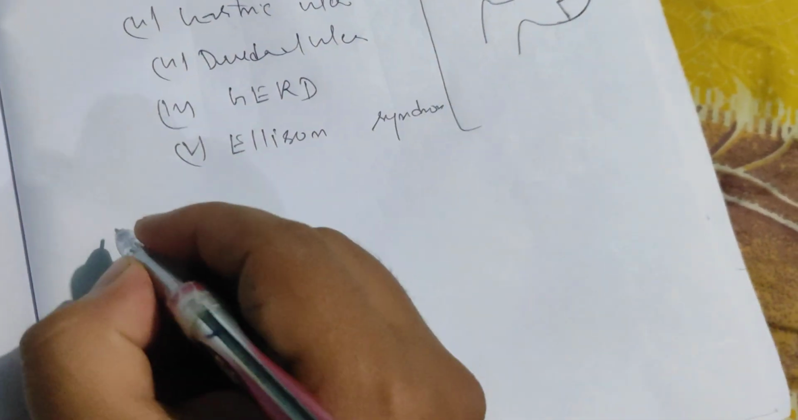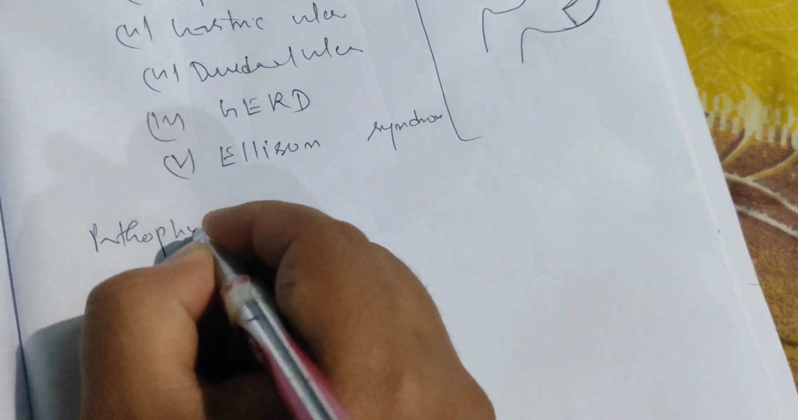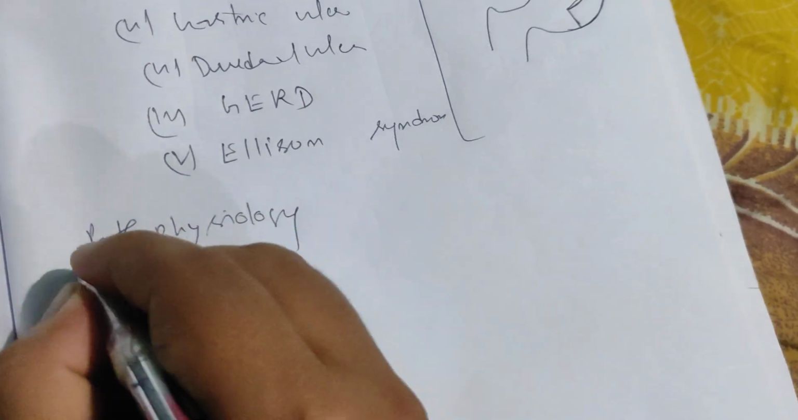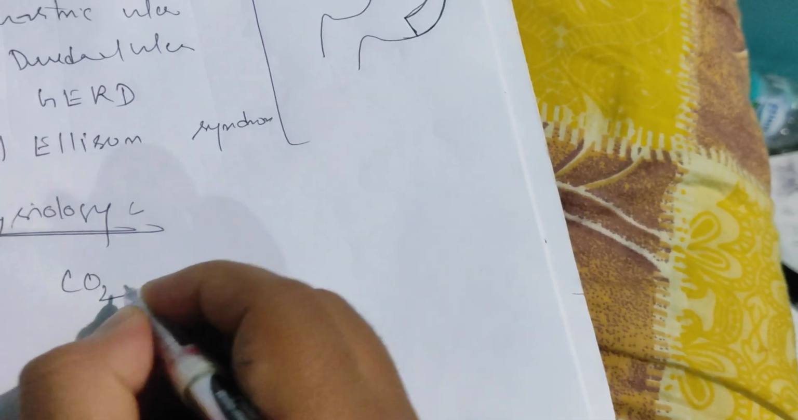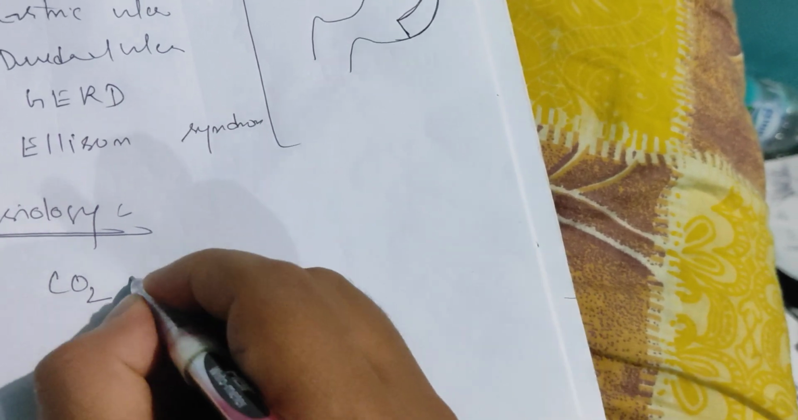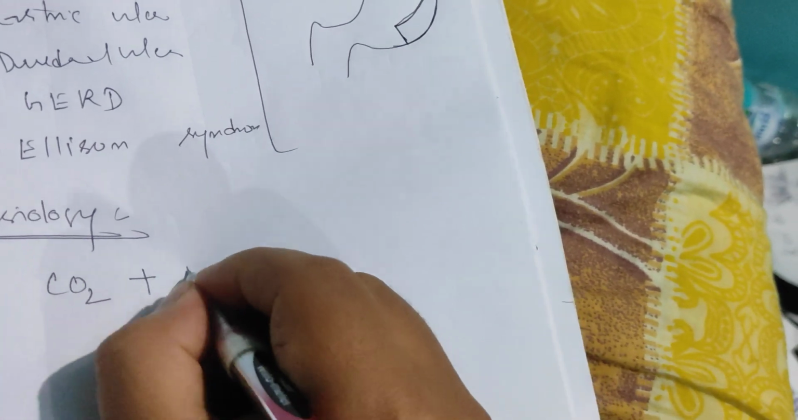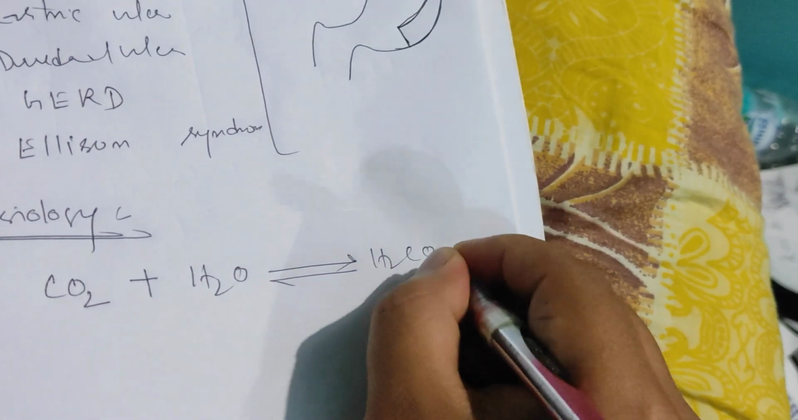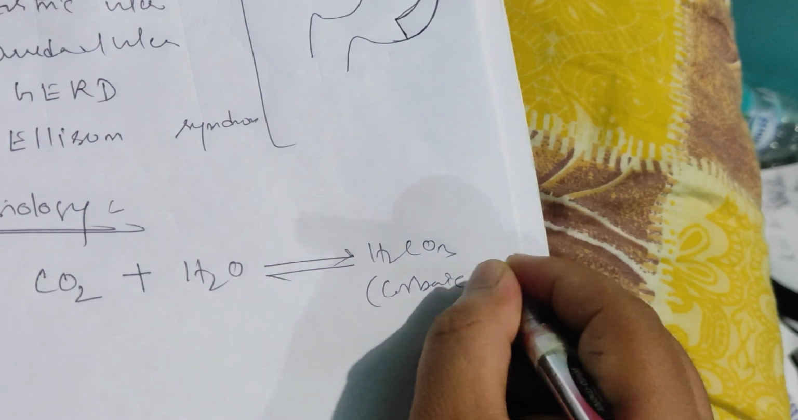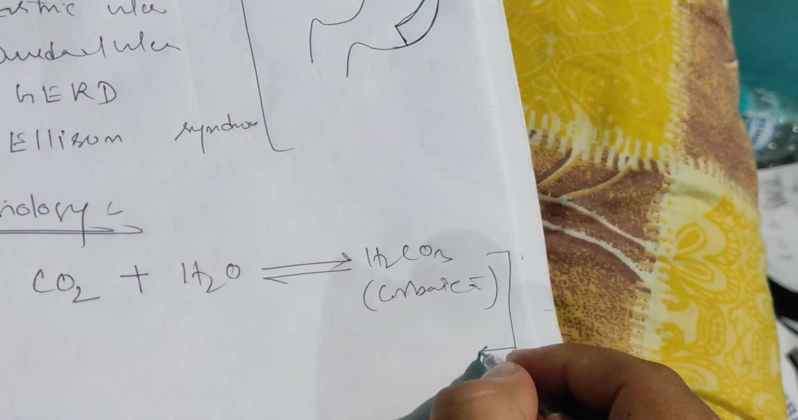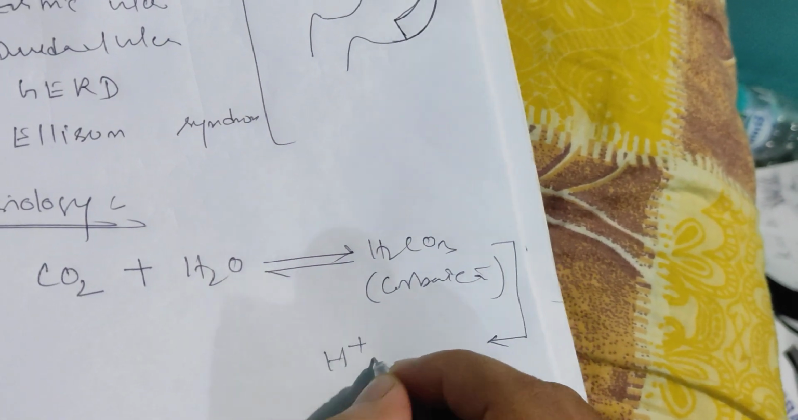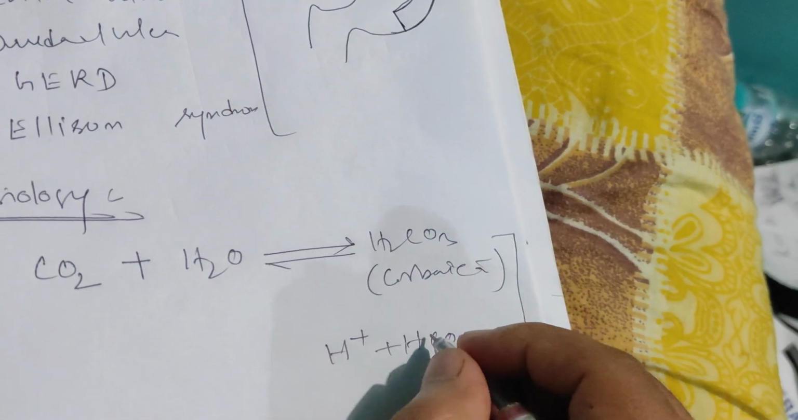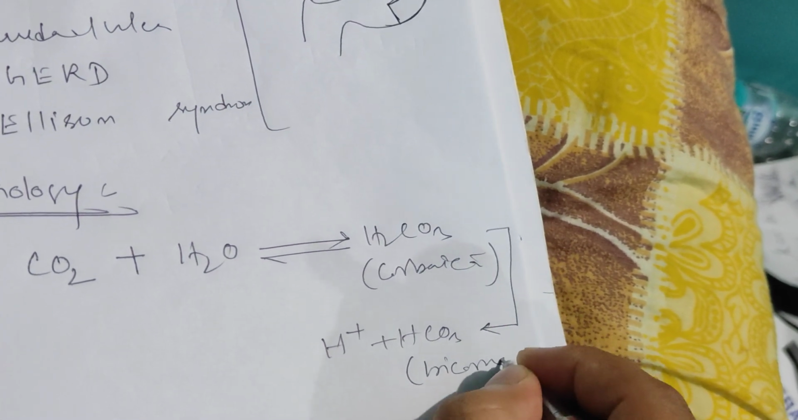Then we are discussing the pathophysiology. Carbon dioxide is formed in our bloodstream, which binds with water and forms H2CO3, that means carbonic acid, which again gets divided into H plus and HCO3, hydrogen ion and bicarbonate ion.